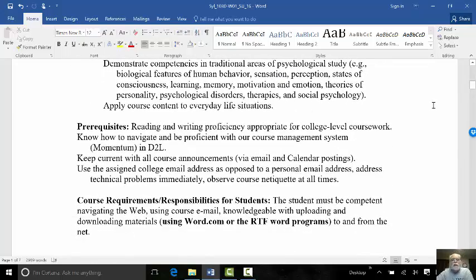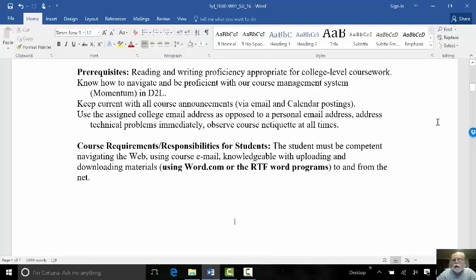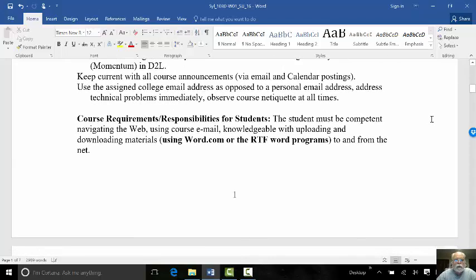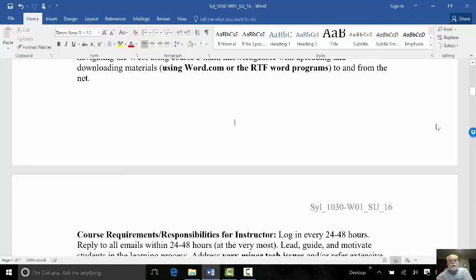There are some prerequisites. I would assume, because you're a college student, that you have reading and writing proficiencies, and you also know how to navigate Momentum, our D2L system. The course responsibilities for you, the student: you have to be able to navigate the web course, use the course email system, and upload and download materials.